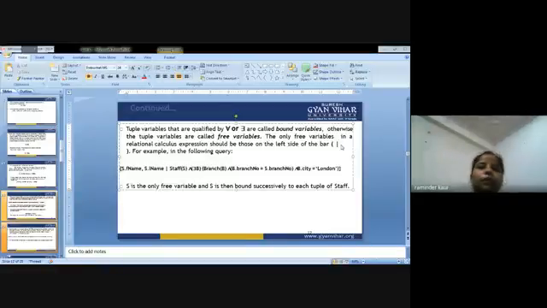For example, have a look at the following query. S dot first name, S dot last name bar, staff S, and there exists branch B such that branch B has a branch number and branch city which is situated in London. So S is the only free variable, and S is then bound successively to each tuple of the staff.